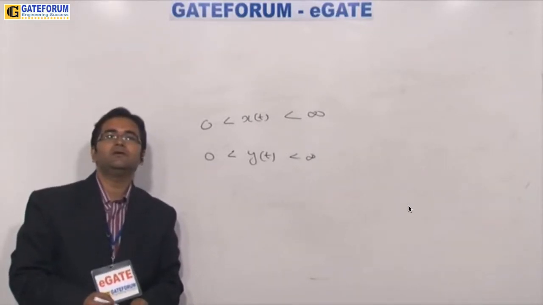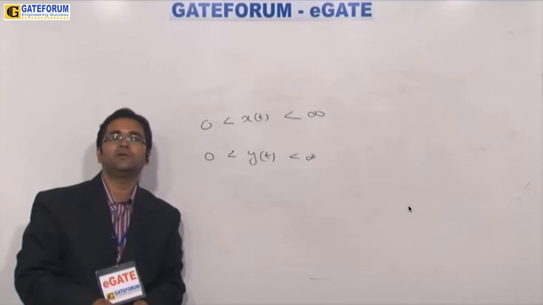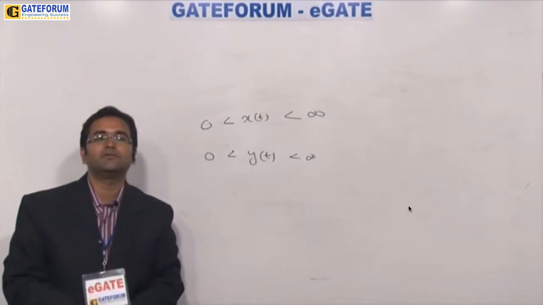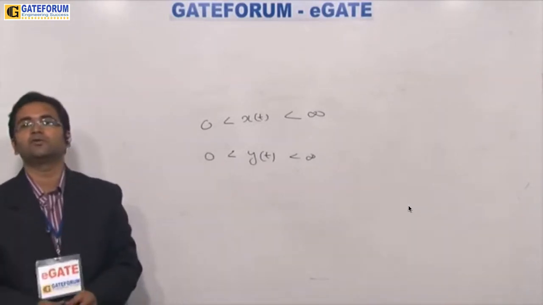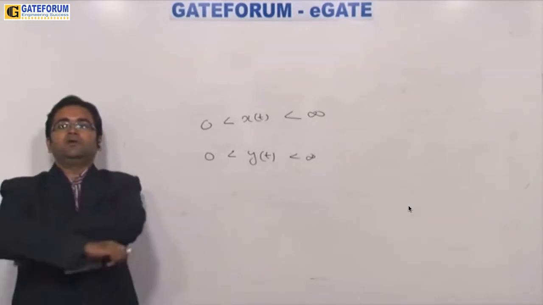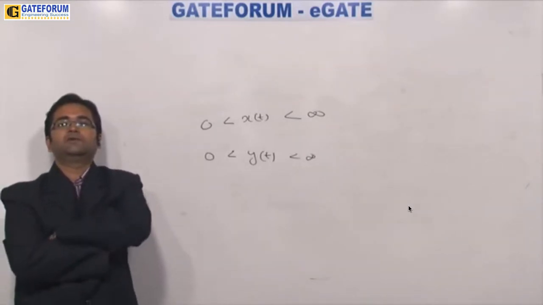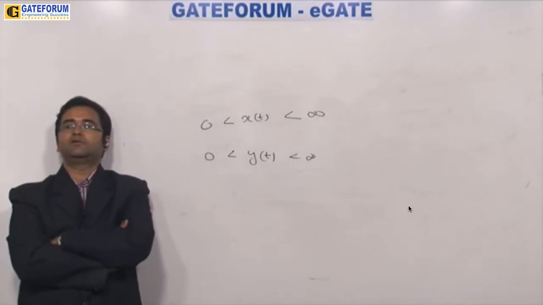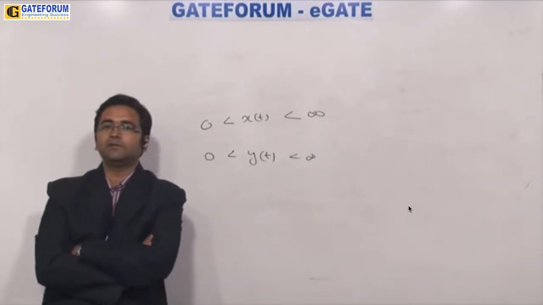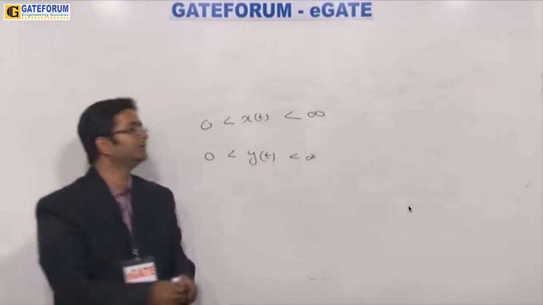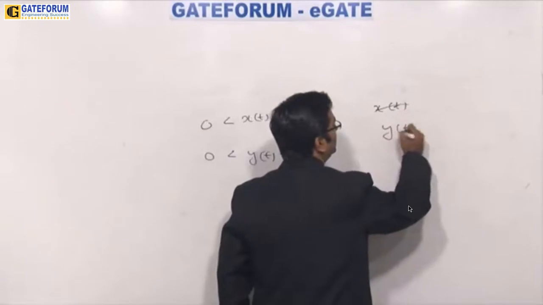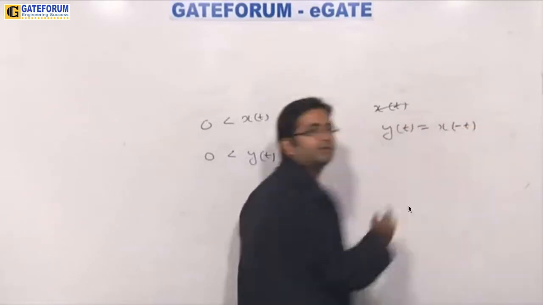Sir, is this a correct statement? The same system may be causal or non-causal, depending on the value of the variable or dependent function of the system, whether it's positive or negative. Let me try to understand it. Yes, that statement is true. The value of the variable is the dependent function. We have seen this. You take this, y(t) equal to x of minus t.